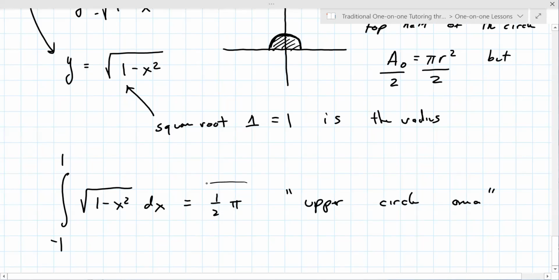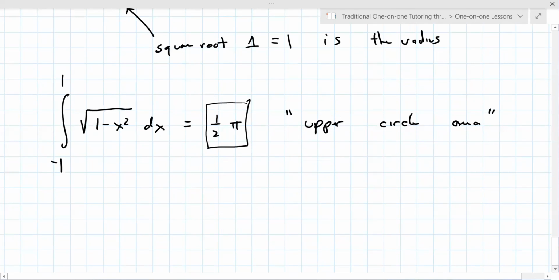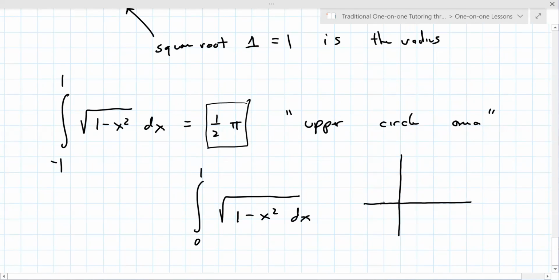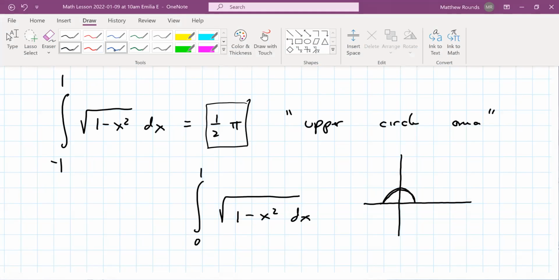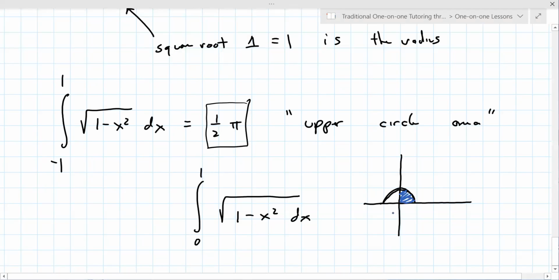Like you have to calculate this number, but you have to know that it's this, because what I could also do is say, what is the integral from 0 to 1 of the square root of 1 minus x squared dx? So we know that this is the upper circle, but I only want it from 0 to 1. So in this case, it's the quarter circle. It's just this right here, because you start at 0 and you end at 1.